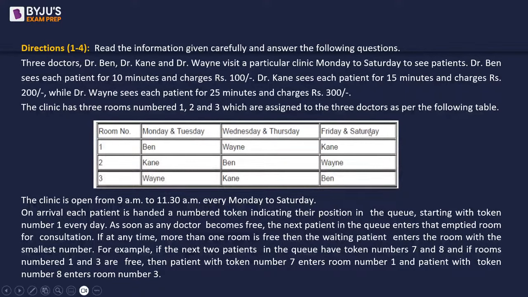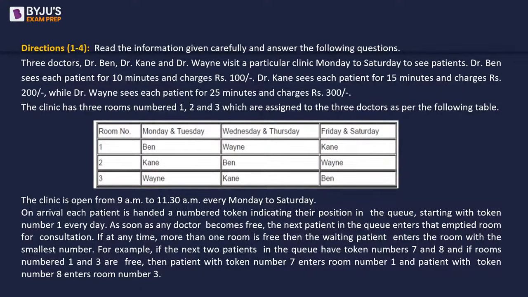Three doctors, Dr. Ben, Dr. Ken, and Dr. Wayne, visit a particular clinic Monday to Saturday to see patients. So these are three doctors, B, K, and W. Dr. B sees each patient for 10 minutes and charges rupees 100. Dr. K sees each patient for 15 minutes and charges rupees 200. While Dr. W sees each patient for 25 minutes and charges rupees 300.